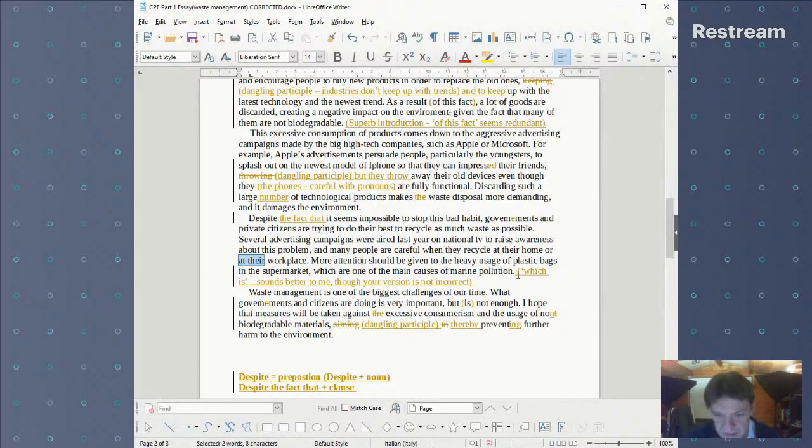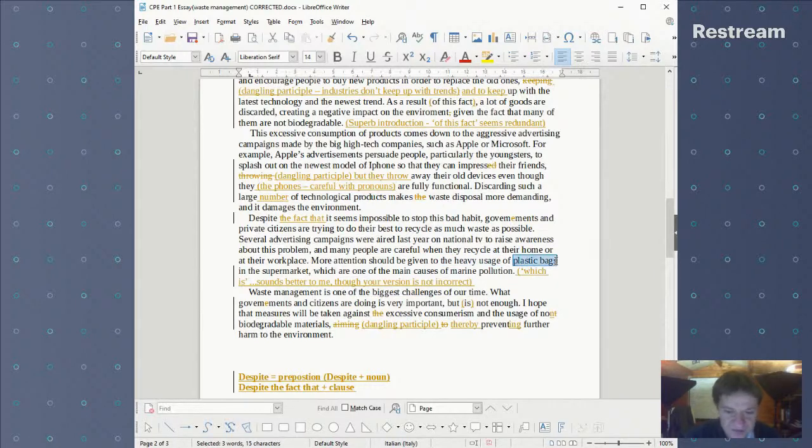More attention should be given to the heavy usage of plastic bags in the supermarket, which are one of the main causes of marine pollution. Now, I missed this, and I'm not sure I would definitely say that it's wrong, although I definitely recommend saying which is one of the main causes of marine pollution. And that's because really the student means the heavy usage of plastic bags is one of the main causes of marine pollution, and not just plastic bags are one of the main causes.